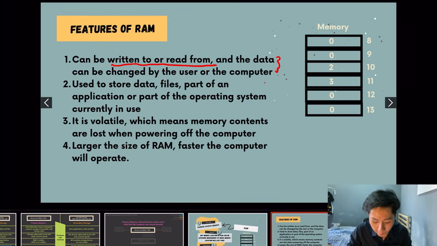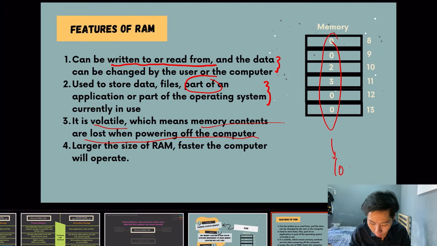It is used to store data, files, part of an application, or part of the operating system currently in use. Note that we have a keyword here called "part of". This means that if you were to run a game, not all of the code will be moved from the storage into your RAM. It's just part of it, the part that needs to be run, alright? And it is volatile, which means memory content will be lost every time you power off the computer. So that's how we call a storage volatile.